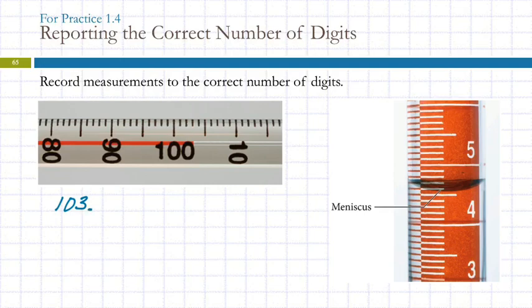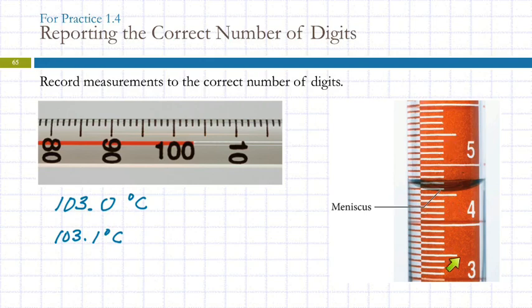Sometimes you look at it and you think, I think that's right on top of that. I think it's right on 103. I still need to estimate the next place. So if I think it's right on, I say 103.0, and then I write the unit, degrees Celsius. Somebody else might look at that and it's a little higher. I'm going to call it 103.1. Both of those are valid readings. Any questions?